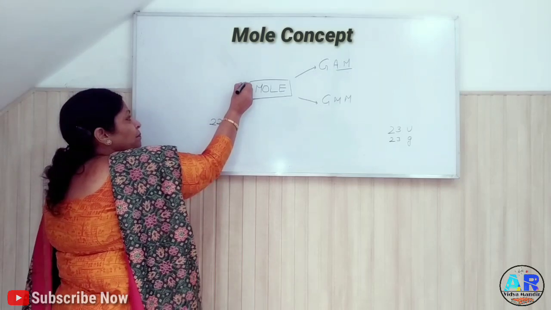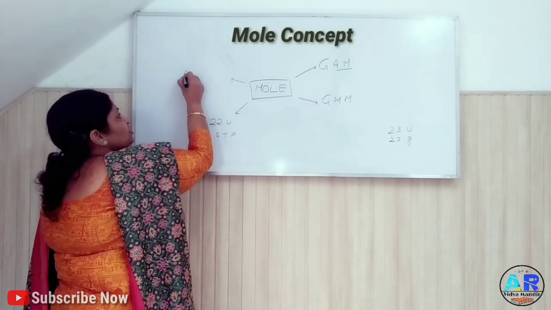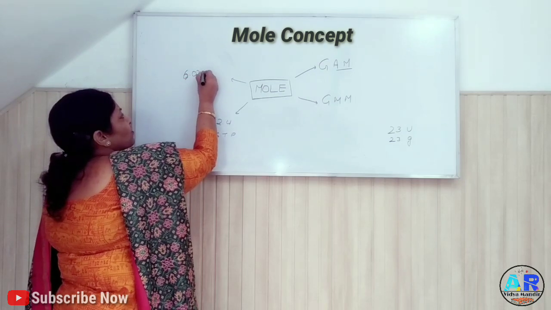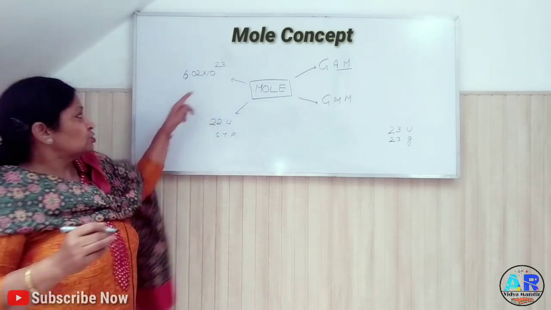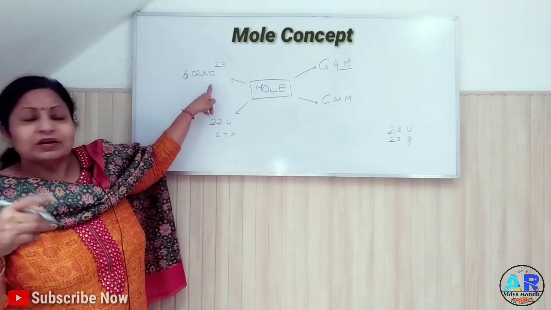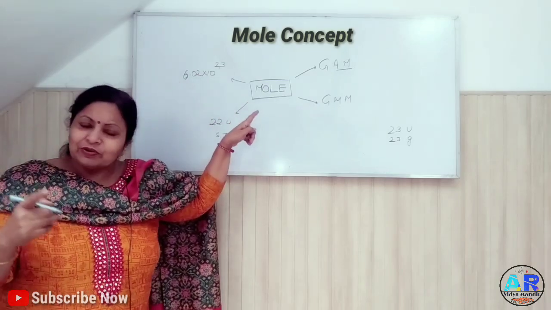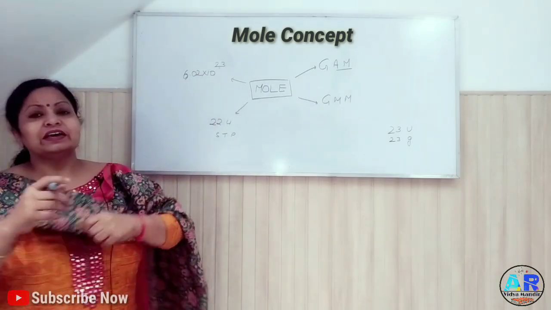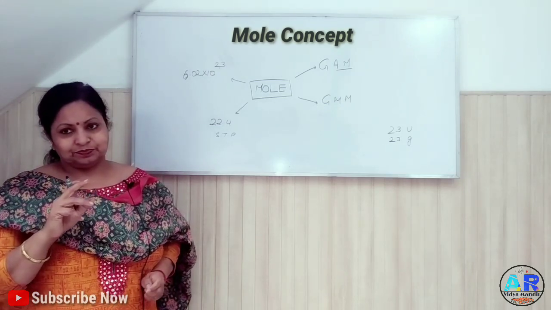And in terms of number, this is most important, it is Avogadro's number. It is 6.02 into 10 raised to power 23. Again, if it is atoms, it consists of 6.022 into 10 raised to power 23 atoms. If molecules, 6.022 into 10 raised to power 23 molecules. In case of ions, again, it will be 6.022 into 10 raised to power 23 ions.